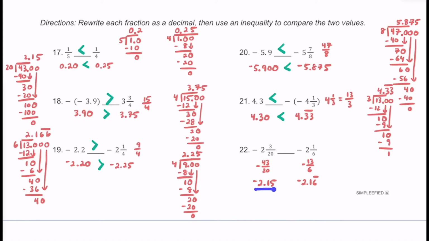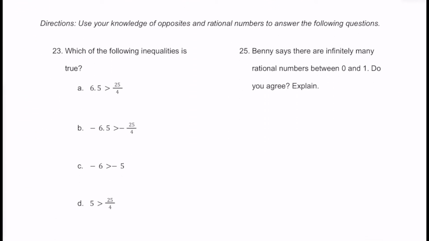Now this is -2.15, this is -2.16, so the 6 is definitely going to be creating a number that is a little further away from 0. So -2.15 is actually greater because it's going to be closer to 0, or to the right on the number line.